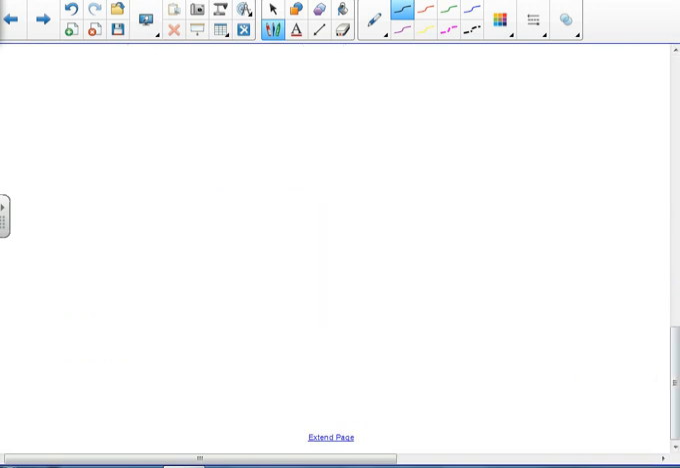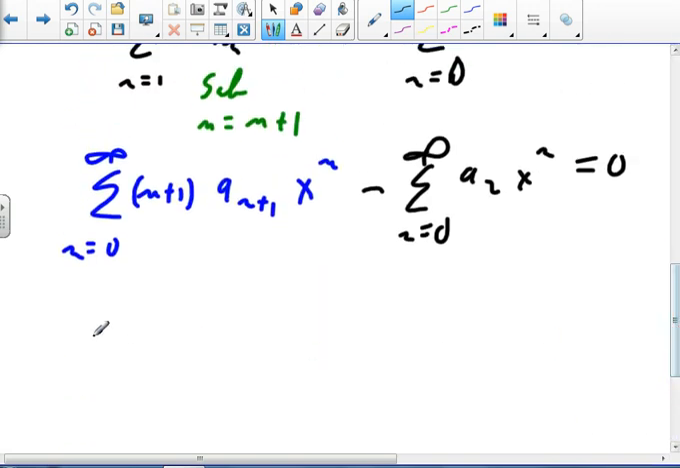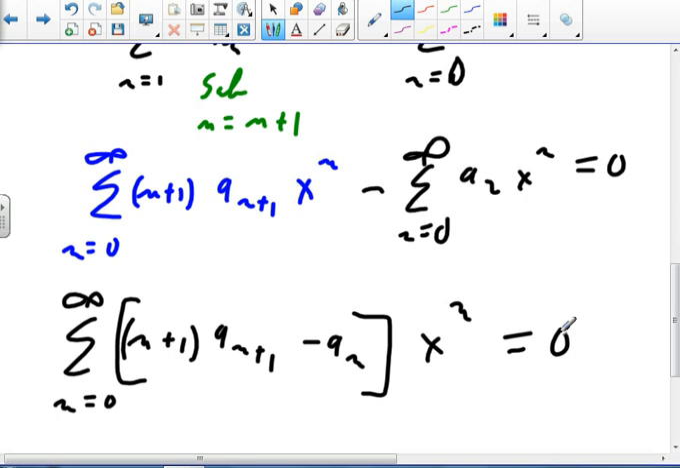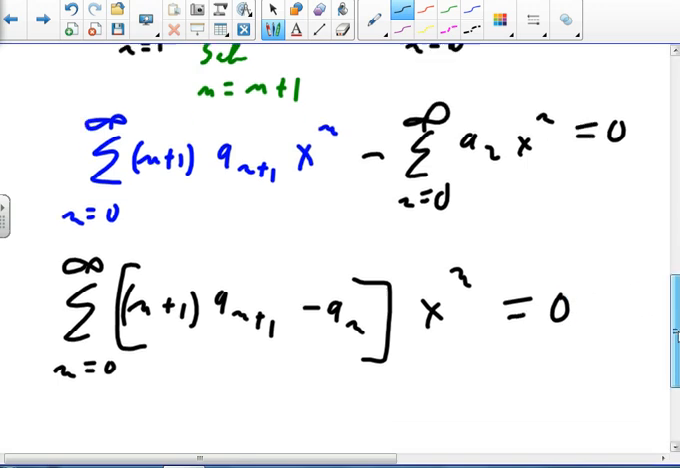And now I can put it all underneath the same summation sign. Summation n equals 0 to infinity, and I have (n plus 1) a_(n+1) minus a_n, times x to the n, is equal to 0. Okay, so now I've got that.